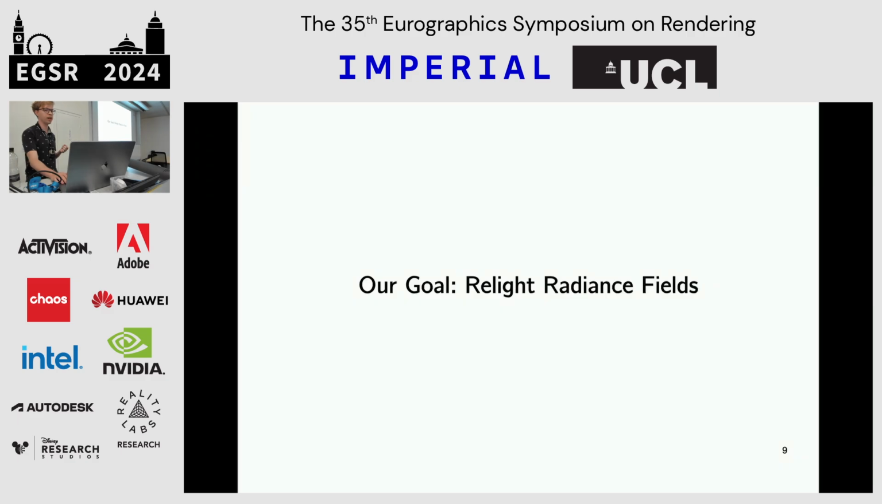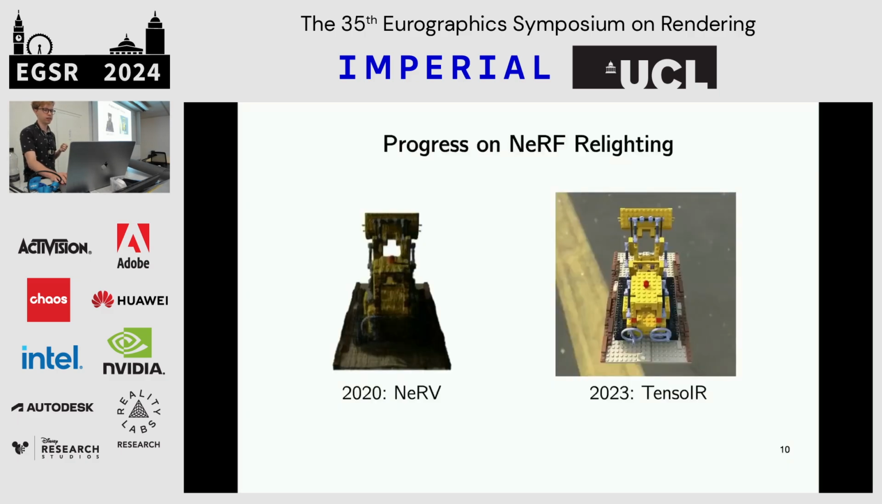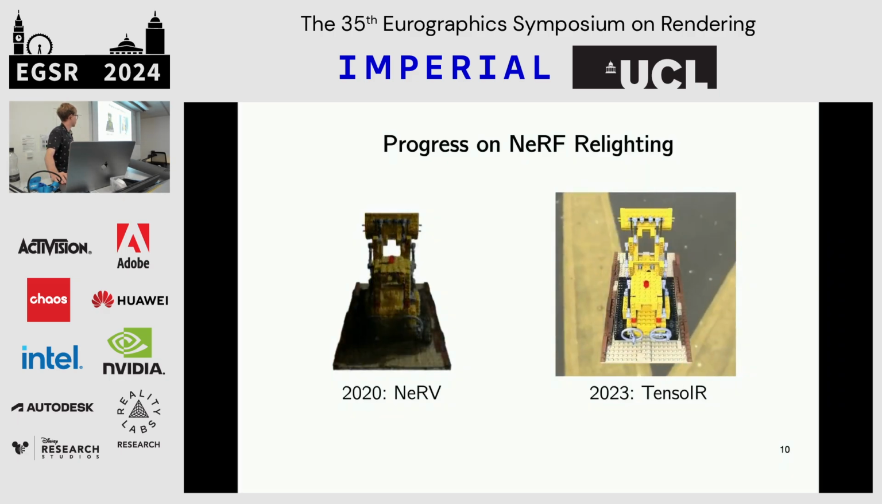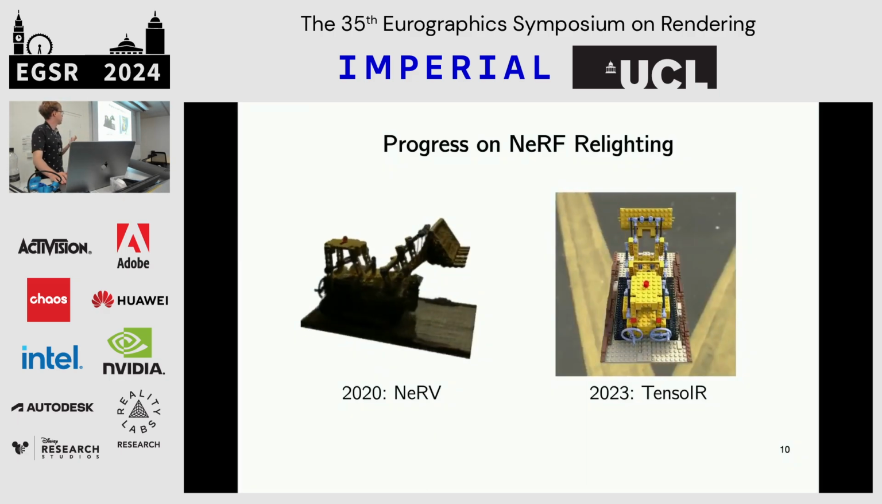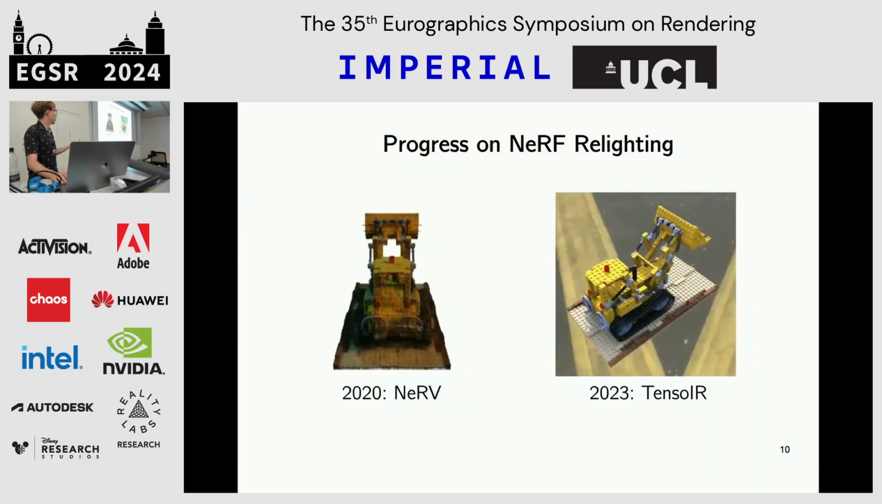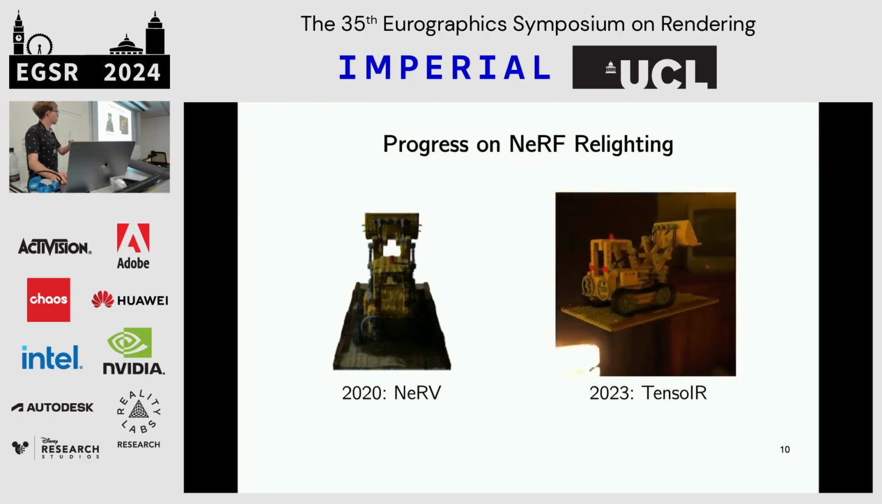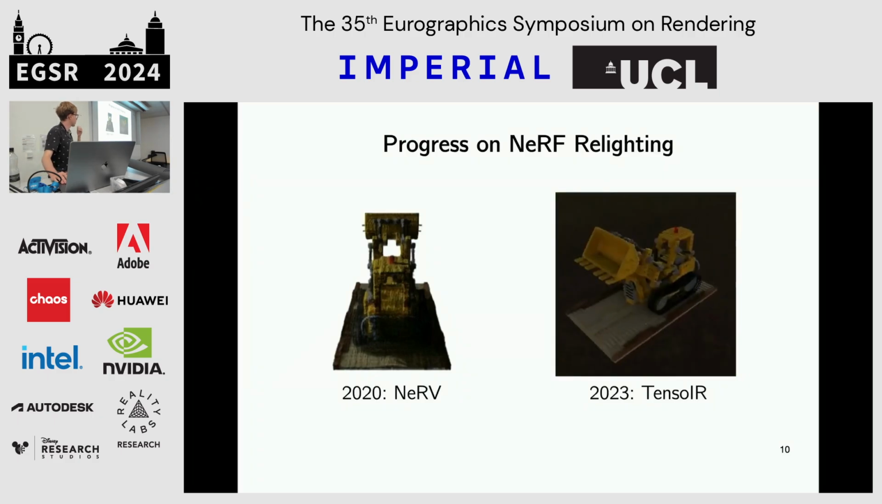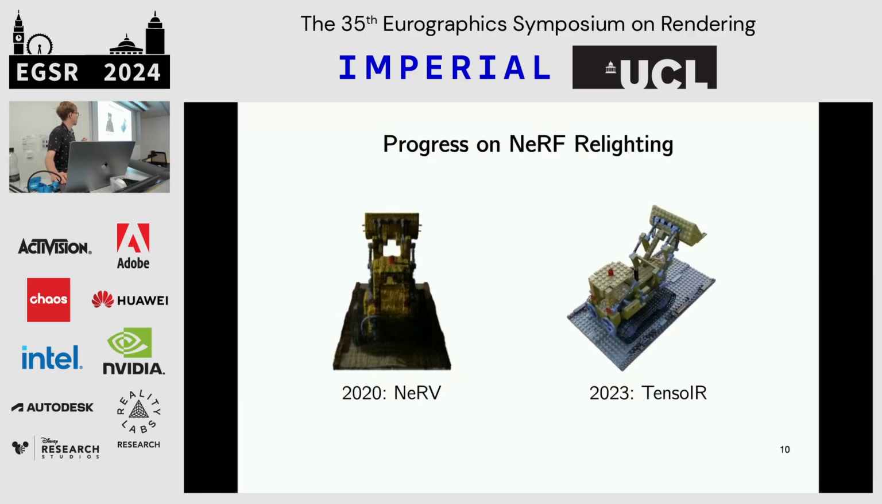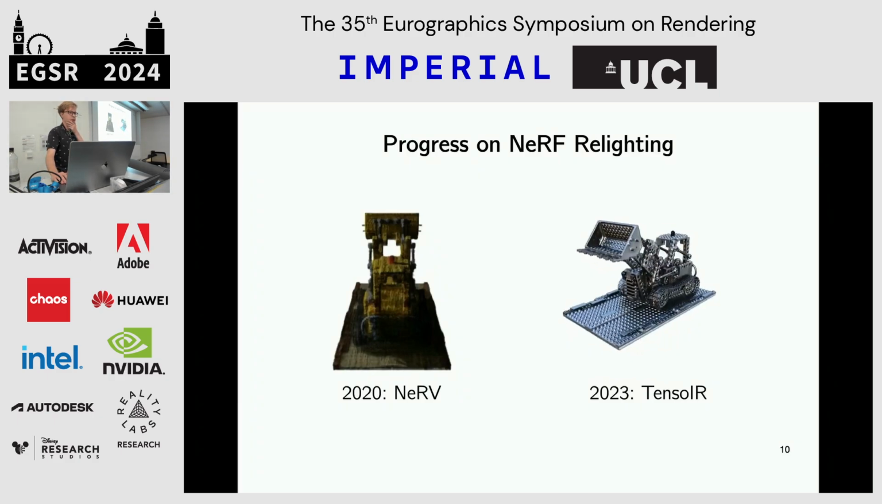So our goal is to relight radiance field. And so there's been lots of progress on relighting nerves, especially. So back in 2020, when it came out, results were great first steps, but we could see there are lots of artifacts and errors. And a few years later, with more modern methods like TensorR, we get really nice results where we can put any environment map and even edit the materials.